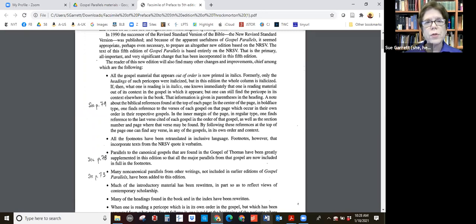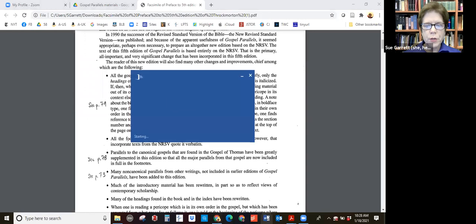So Throckmorton, in laying out this Gospel Parallels, puts a pericope in at least twice, usually, because he wants to indicate what it looks like when it's in the flow of its narrative as it appears in the Gospel, and also how it looks when it's taken out of its normal place so that it can be arrayed alongside the material to which it is parallel. So I will try to demonstrate that here.